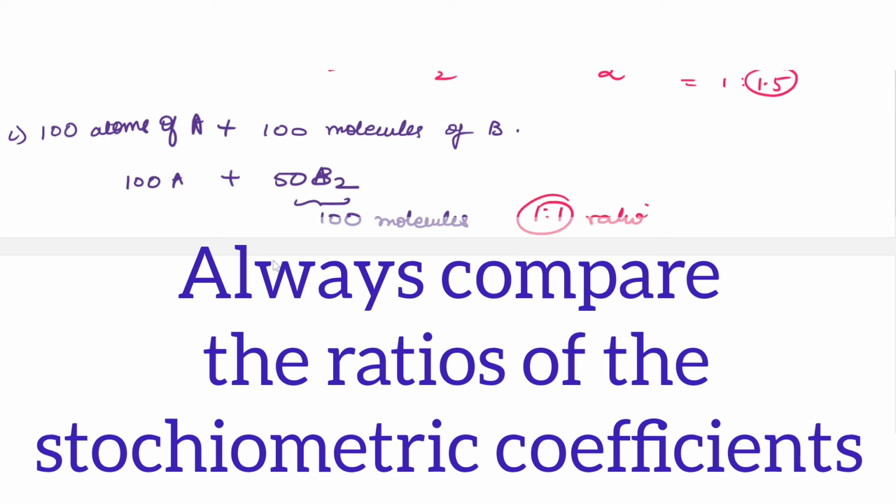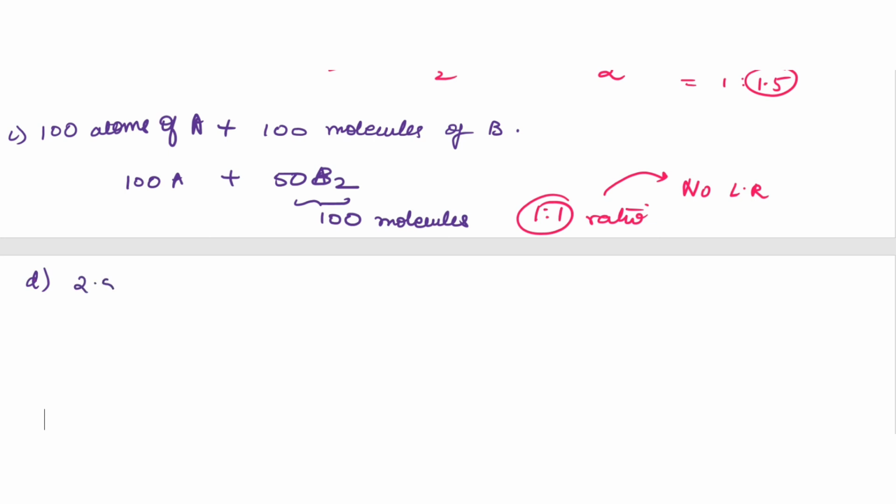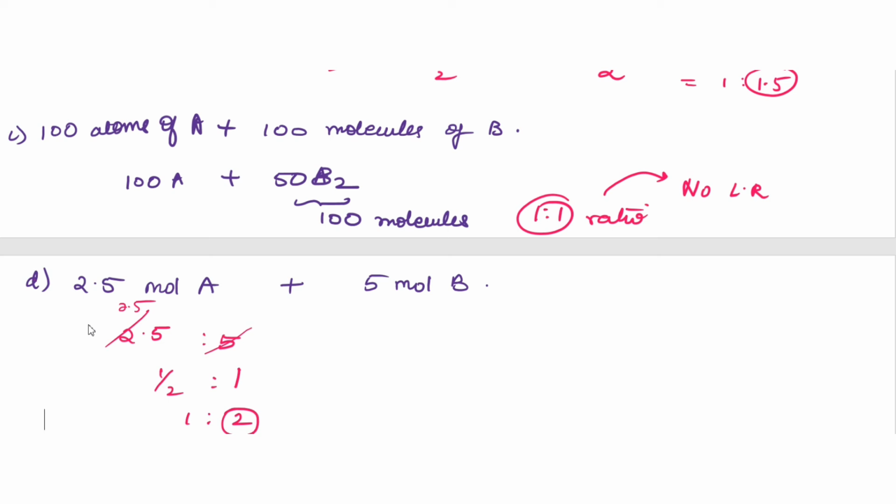Next we move on to the next subdivision. D. 2.5 moles of A plus 5 moles of B is taken. So what is the ratio? 2.5 is to 5, which is 1 by 2 is to 2, 1 is to 2. So compare the ratio 1:2 and the original ratio 1:1. So here 1 and here there is 2. So B is the excess reagent and A is the limiting reagent. Simple. I hope with this one example you would have clearly understood the meaning of limiting reagent.